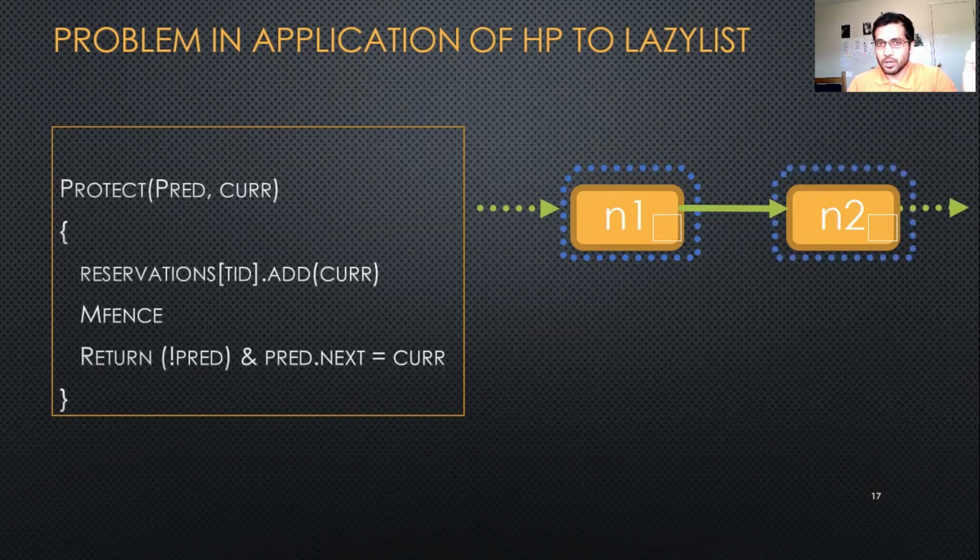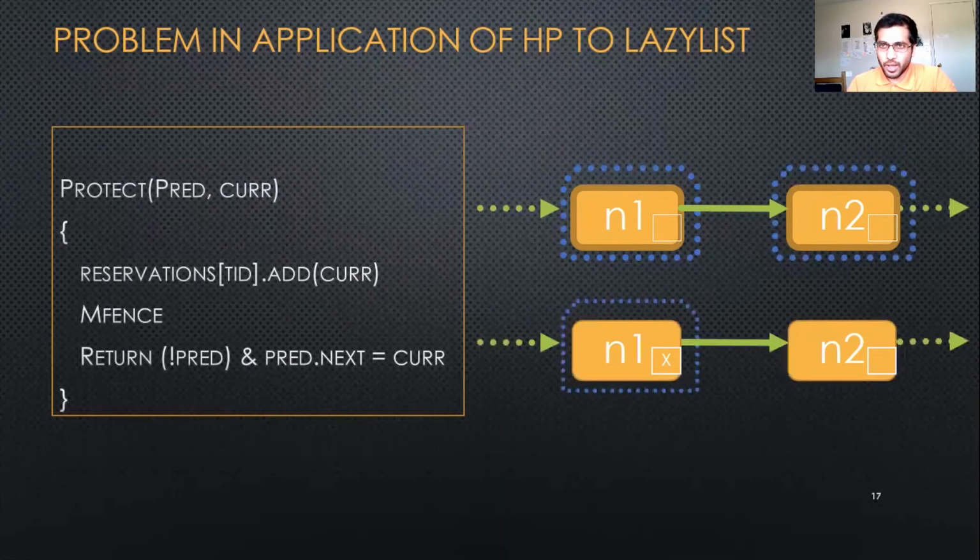Now, let's see a second example where node N1, which is protected, is marked. And now the thread is trying to protect the node N2.